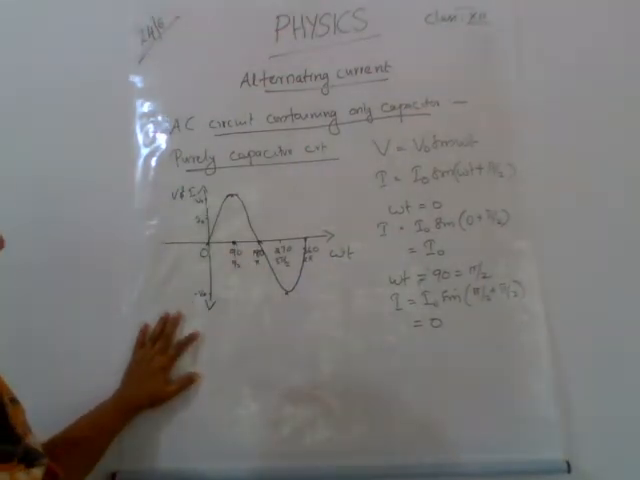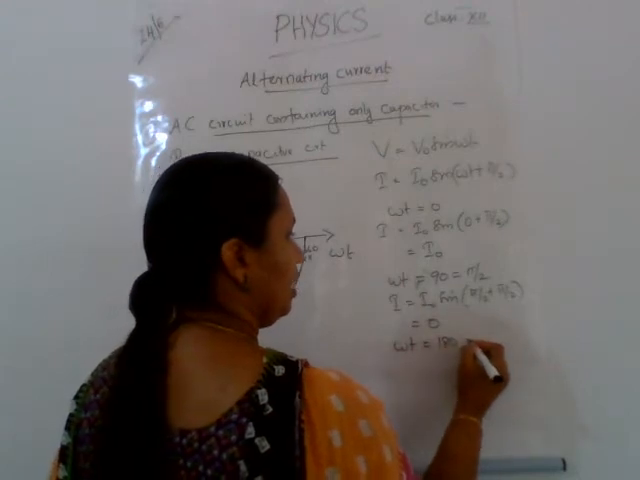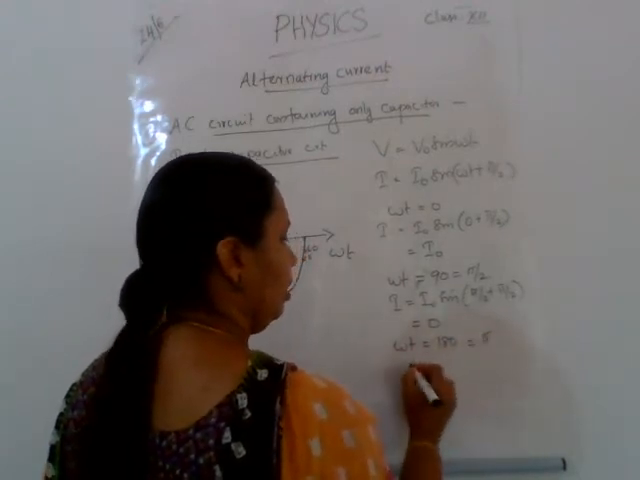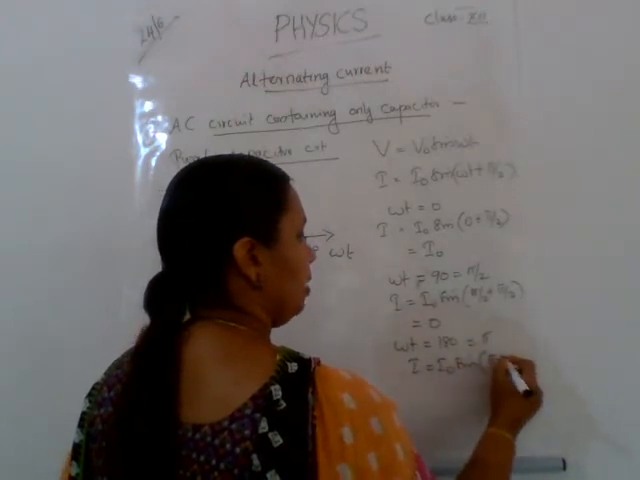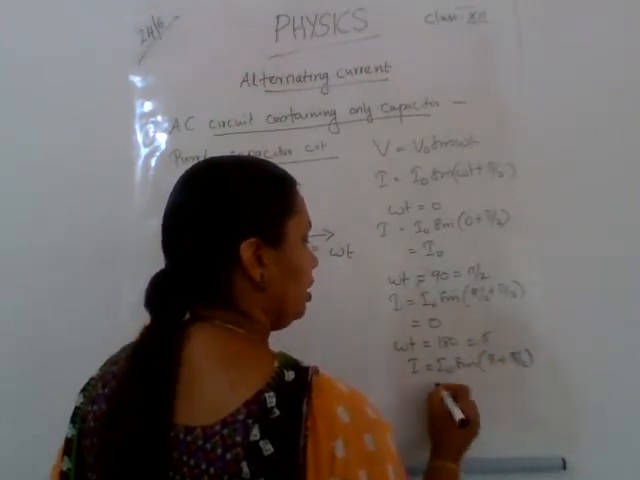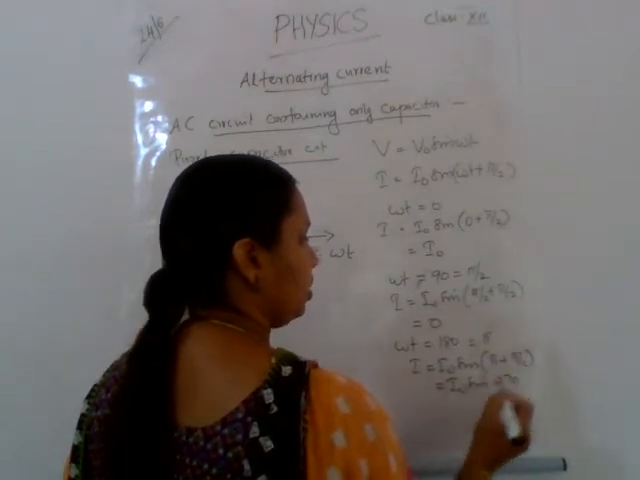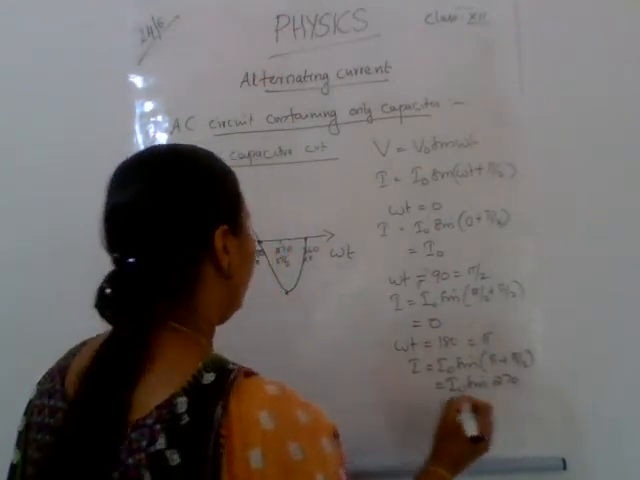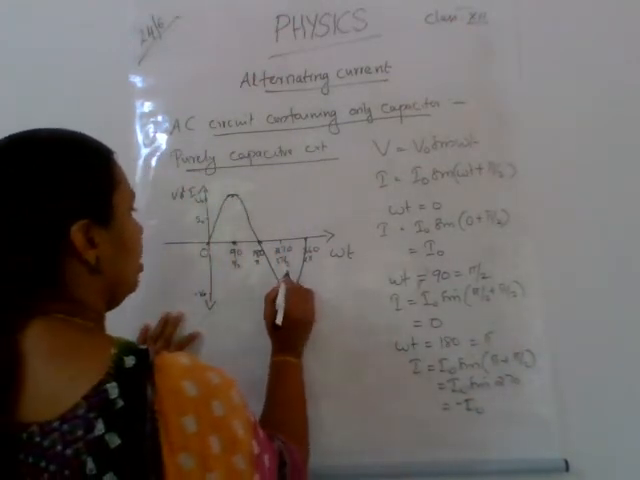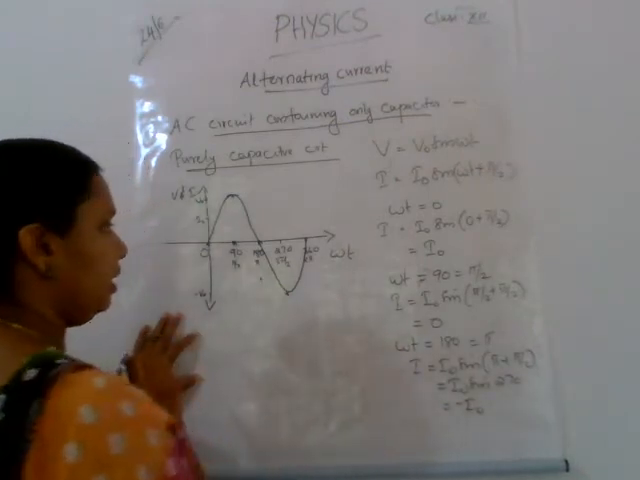That point comes here. Then next is omega t is equal to 180, that is pi. Isn't it? So I equal to I0 sin (pi plus pi by 2). That is 3 pi by 2. Sin 3 pi by 2 or sin 270 is minus 1. So it is minus I0. So it comes here. Maximum. Minus I0 will be here.